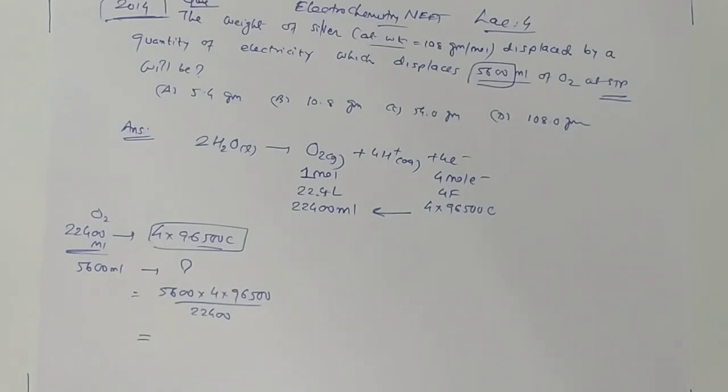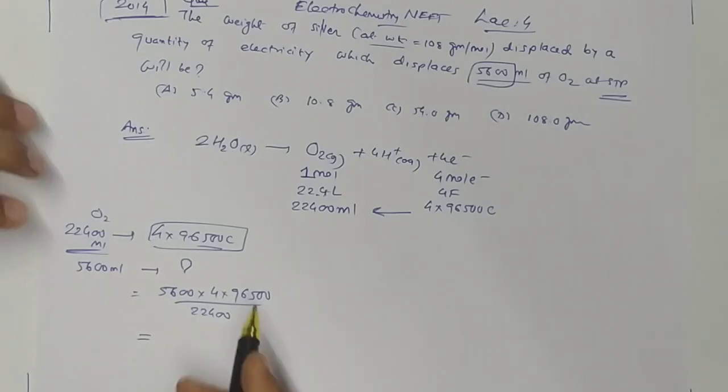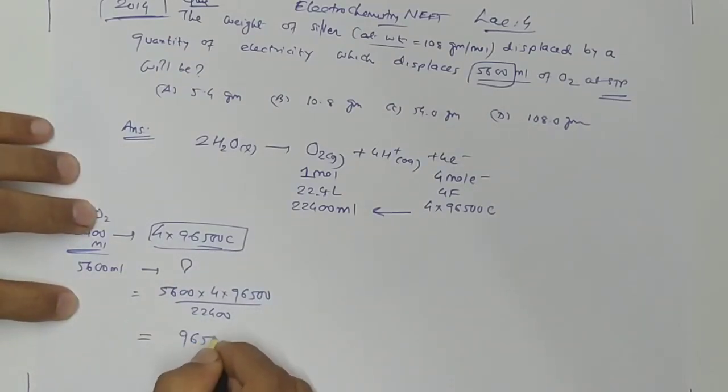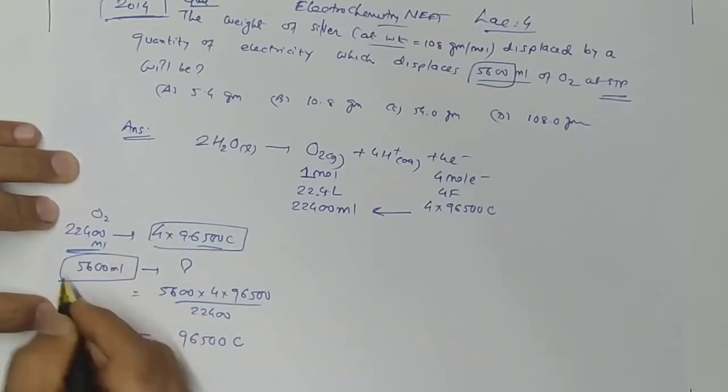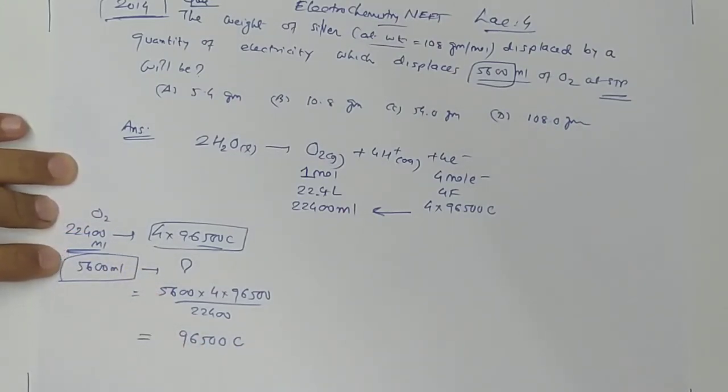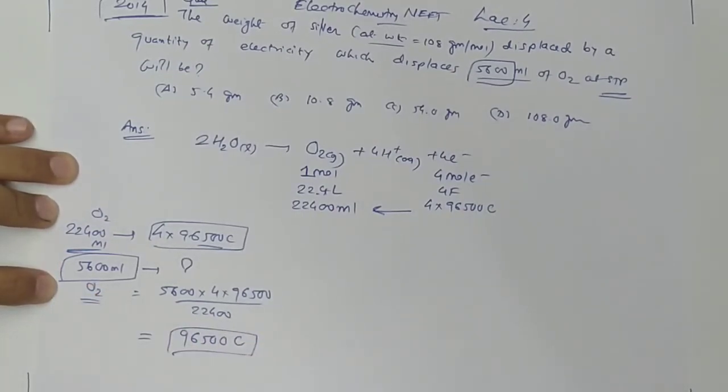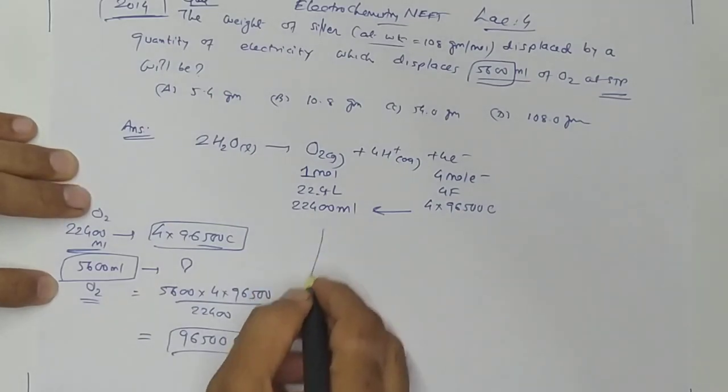5600 into 4 into 96500 divided by 22400. So 96500 coulomb. For getting 5600 ml oxygen at STP, coulomb required is 96500.